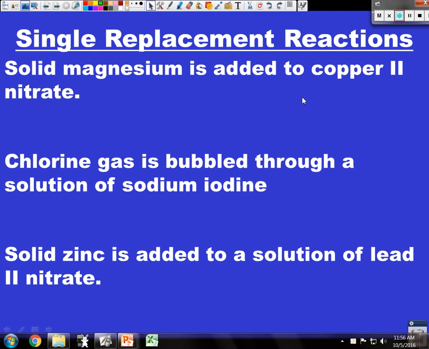All right. So today we're going to finish up the packet. The first thing, and I kind of skipped a few slides, so go ahead and find this one real quick: single replacement reactions. In the past we had to look at the activity series to determine if a single replacement reaction could occur. But in the AP world, you just assume that it always works. There will never be no reaction from a single replacement perspective.